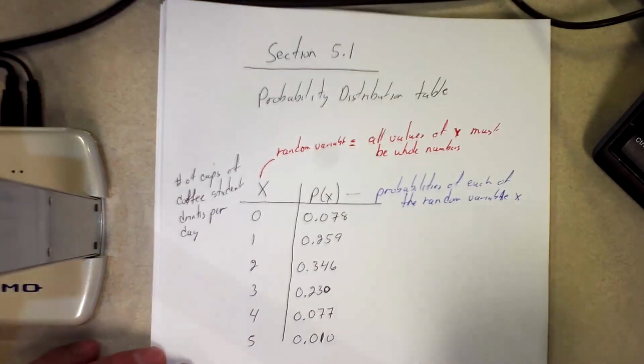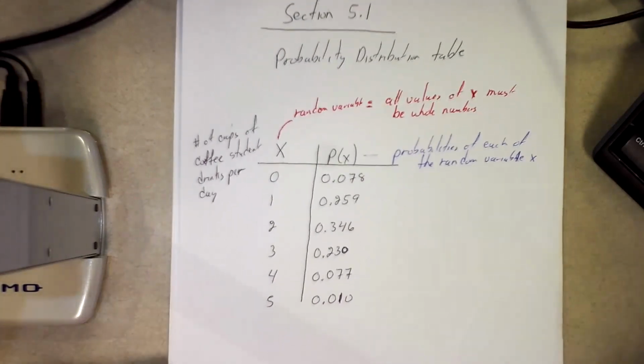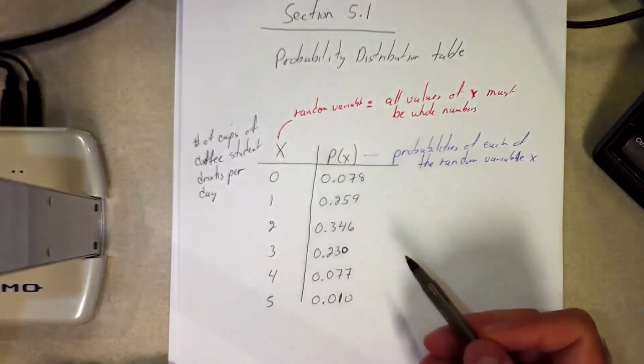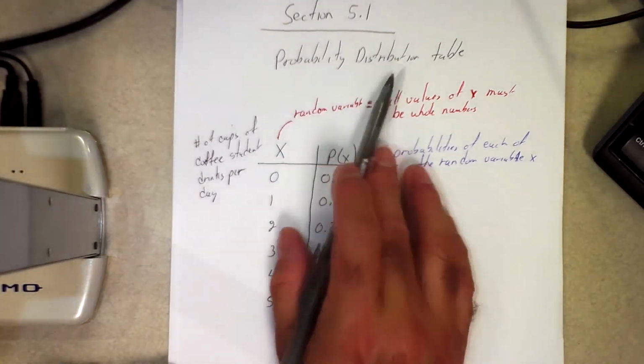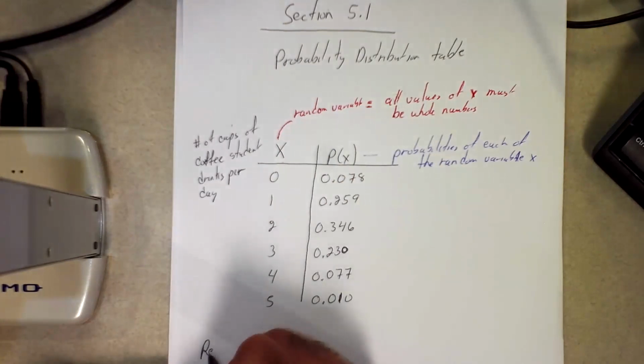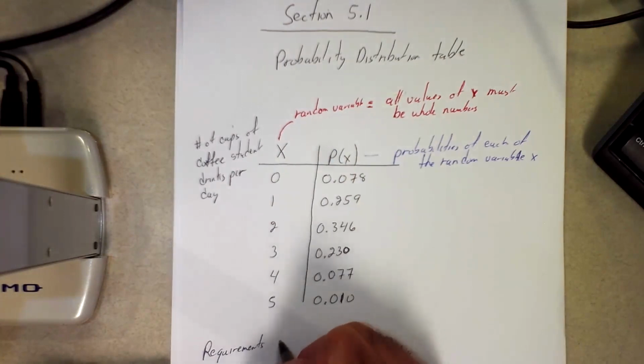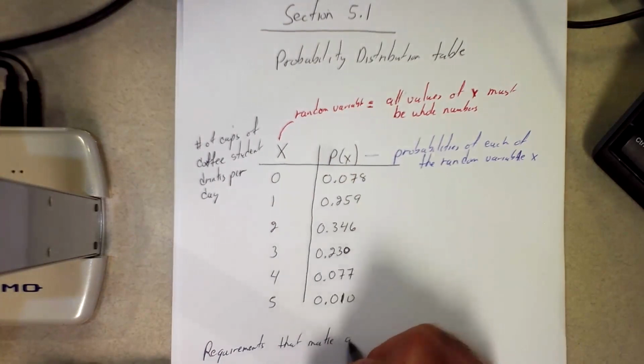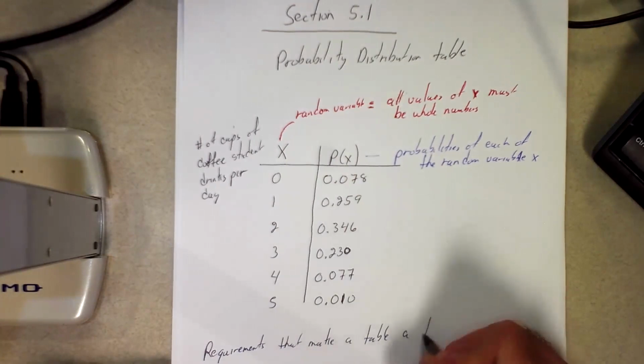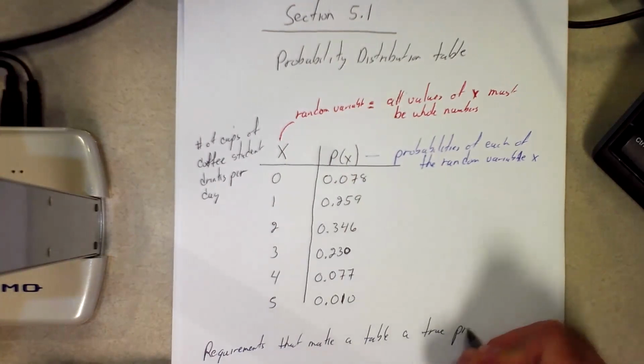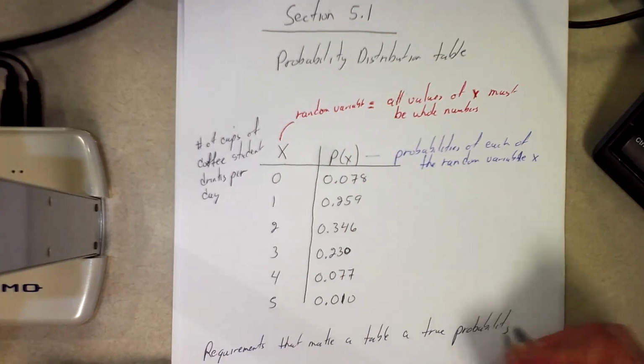Okay, so what you do with this frequency table is we can't do anything with it until we make sure that this table is correct. It has to be correct. So there are some requirements in order for this table to be a true probability distribution table. So there are requirements that make a table a true probability distribution table.